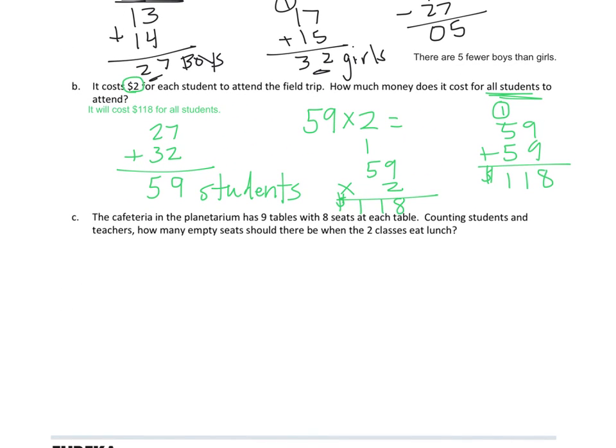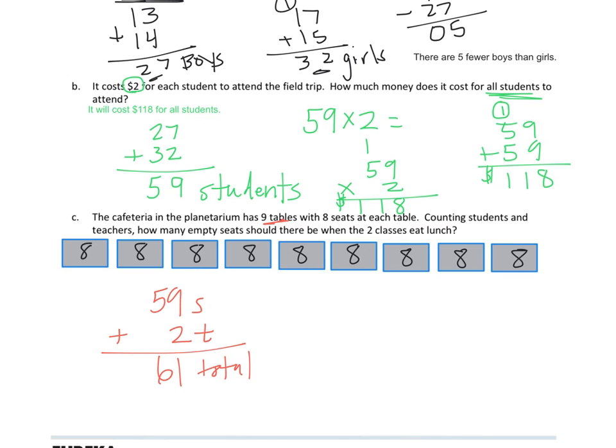The cafeteria in the planetarium has 9 tables with 8 seats at each table. Counting students and teachers, how many empty seats should there be when the 2 classes eat lunch? Well, I know I have 59 students, and there's 2 teachers, so we have 61 total. Now I want to draw out and see the 9 tables with 8 each. So there's my 9 tables with 8 seats at each.